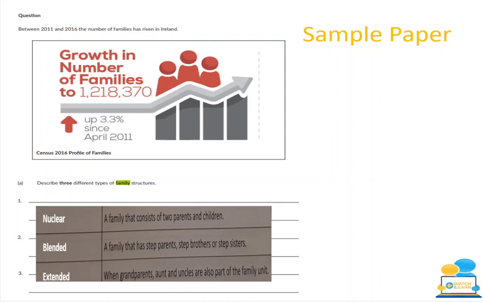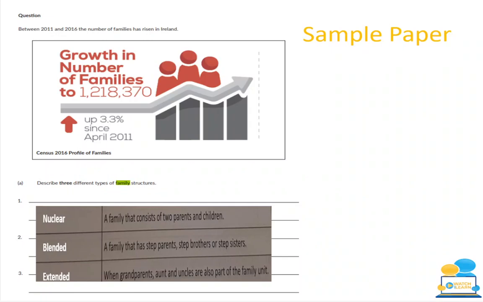Here is another sample paper. So this is another short question. It says, between 2011 and 2016, the number of families has risen in Ireland. So then it has a nice little graphic there, an infographic saying growth in family numbers to 1,218,317. Has an arrow going upwards saying an increase of 3.3% since April 2011. So this is to do with the census in 2016 and it's a profile of families. So that all gives me information.